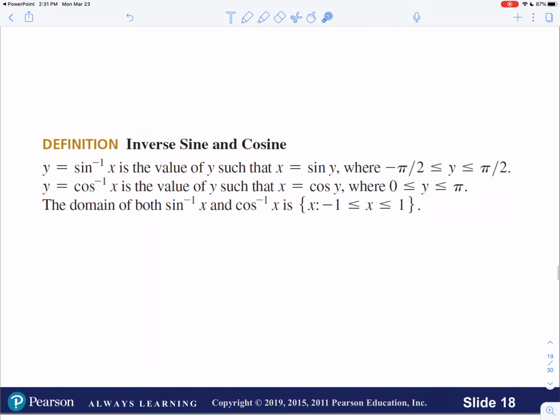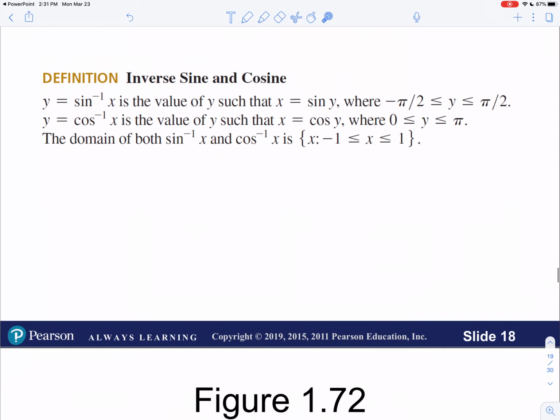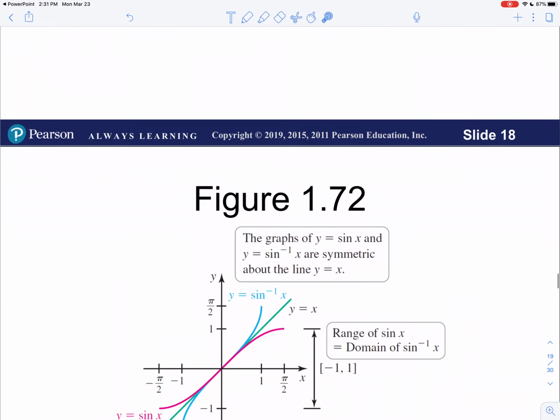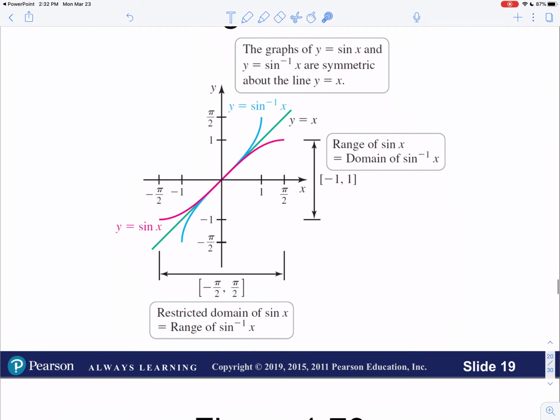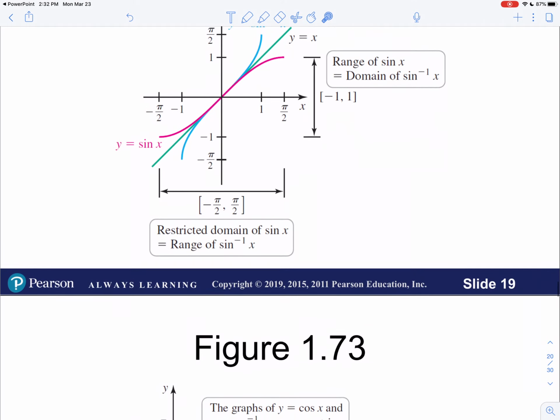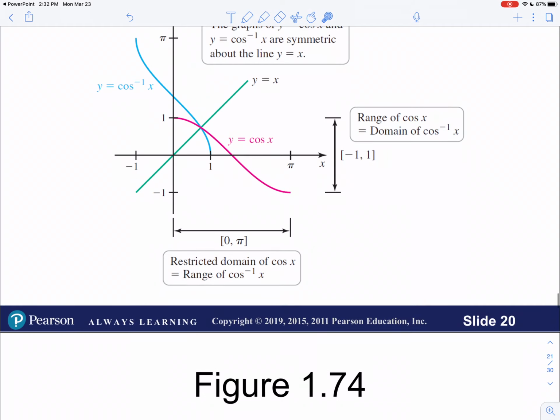So the restriction on the domain we impose for sine goes from negative 90 to 90, and for cosine it goes from 0 to 180. And both of their ranges are negative 1 to 1. So these are just kind of viewing the trig functions and the inverses. Same here.